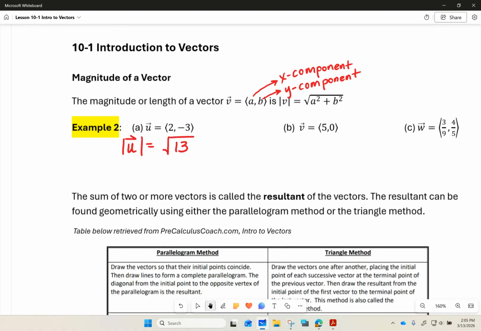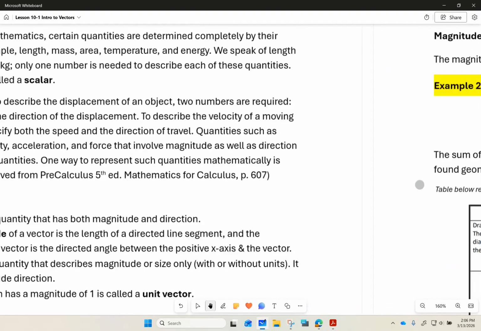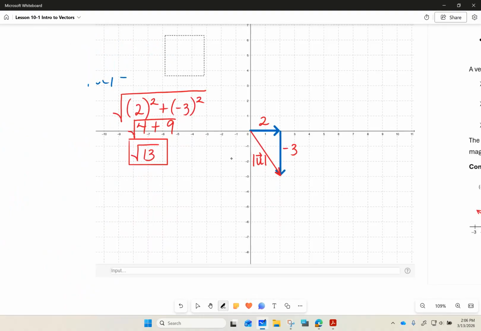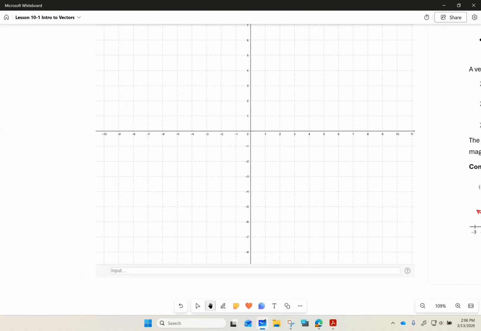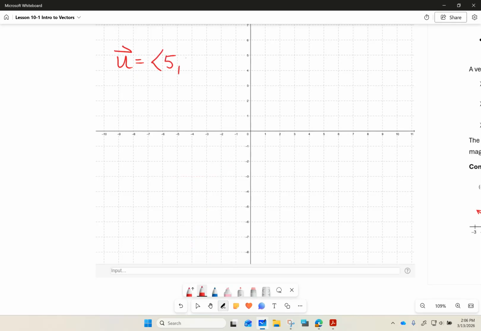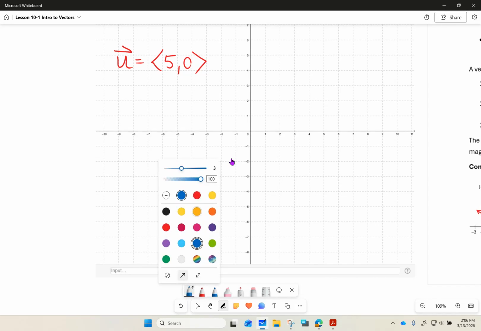Okay? So no need to always keep drawing it, but drawing it out just kind of gives you perspective of what you are looking for. Okay? So let's do the drawing one more time. We have 5, 0. Let's come over here again, and let's erase here. And they're giving us vector U is equal to 5, 0. So that gives us information on how to draw this out, okay? So let's go draw this out.